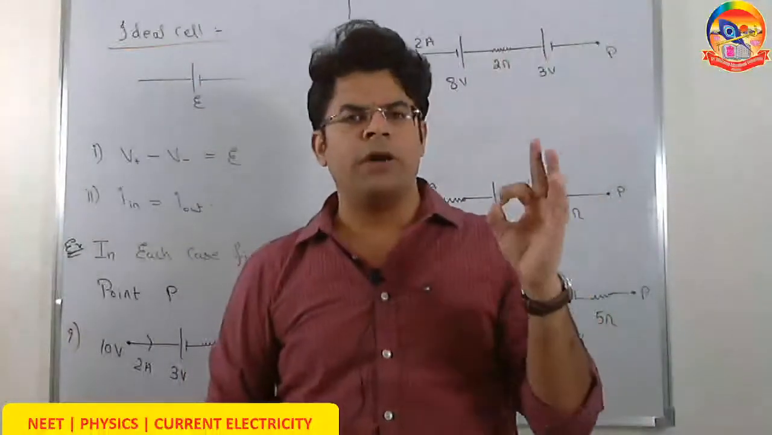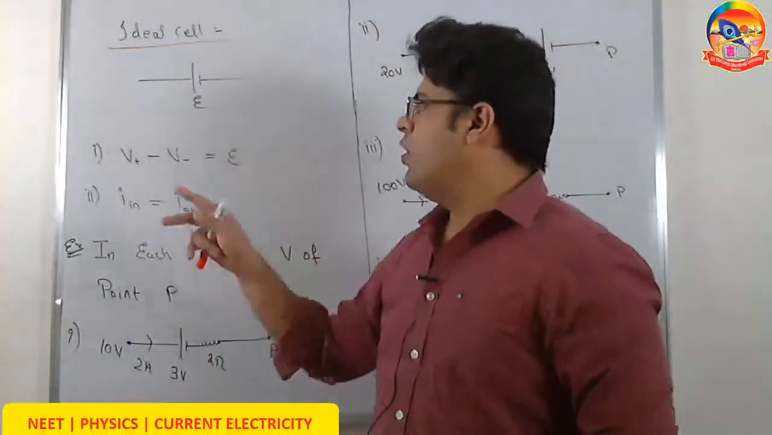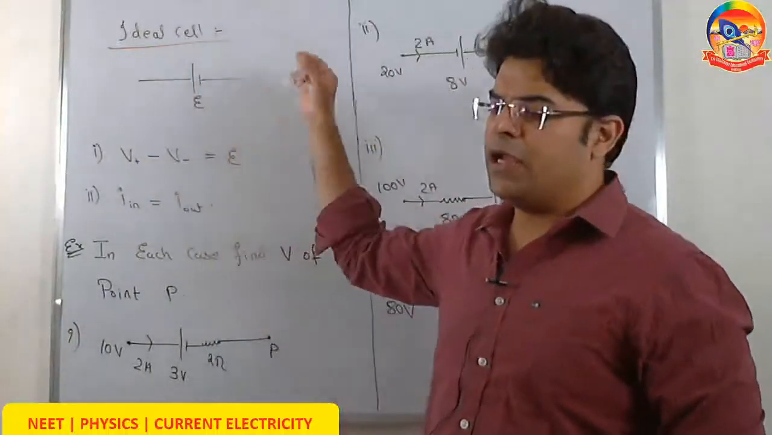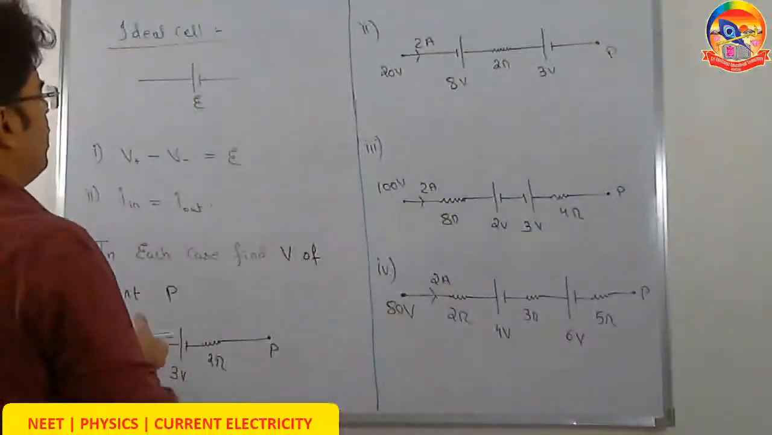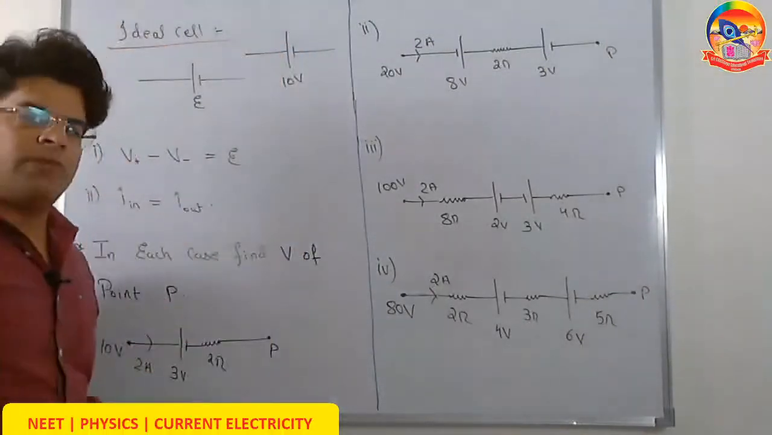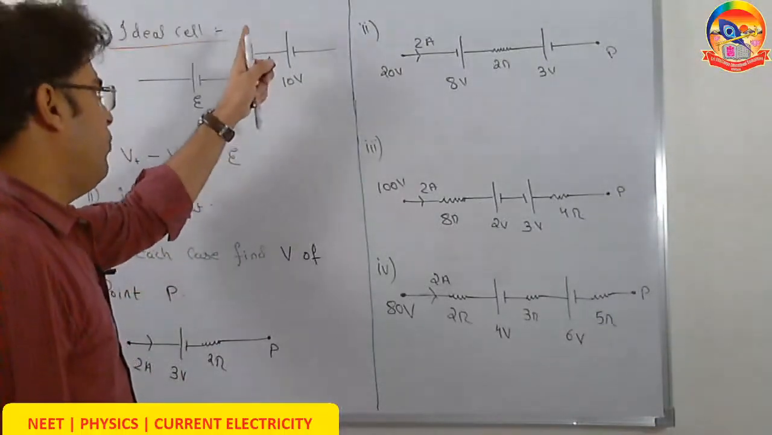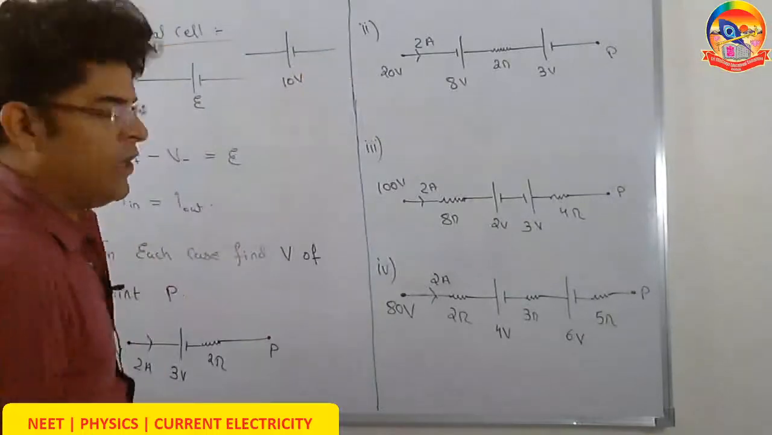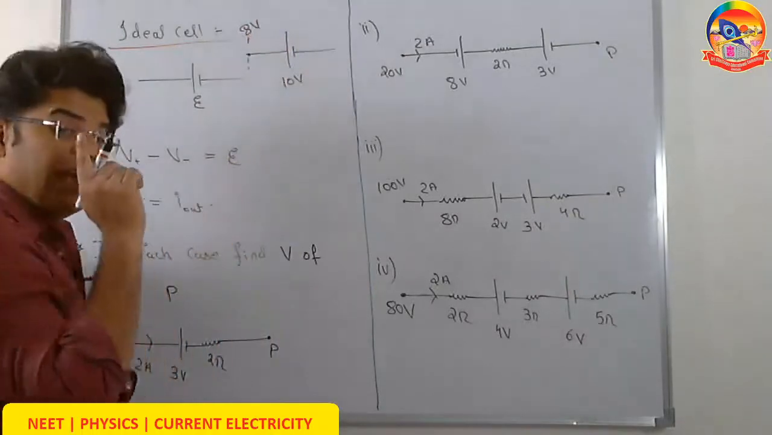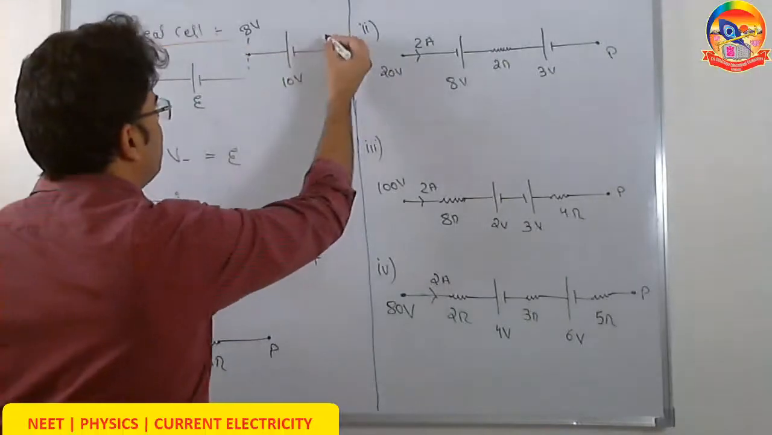You must know two properties of an ideal cell before we move on. The two dharmas. The first dharma: if you have a cell of EMF E, this means that the potential of its positive terminal will be E higher than its negative terminal. For example, let's say we have this battery of 10 volt. If they write here 10 volt, it means that the EMF of this cell is 10 volt. It means that the potential of the positive terminal is 10 higher than the negative. So if, hypothetically, the potential of the positive terminal is 8 volt, it has to be 10 higher than the negative terminal. Then the potential of the negative terminal has to be 8 minus 10, that is minus 2.